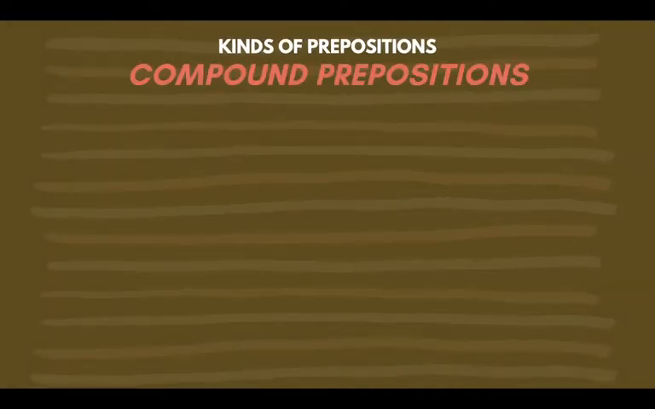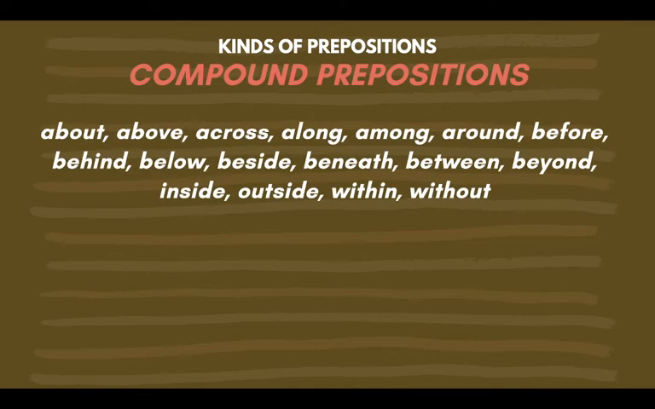Next comes the compound prepositions. We'll see the words about, above, across, along, among, around, before, behind, below, beside, beneath, between, beyond, inside, outside, within, without. Let's see some examples using these compound prepositions. Anil is worried about his result.